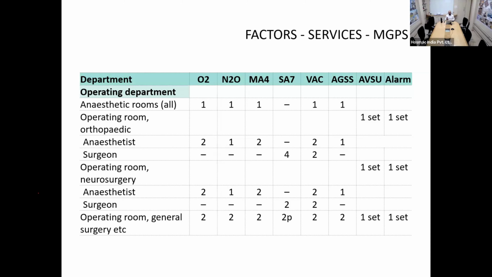Therefore, you would see in the operating room for the orthopedic surgeon, there is provision for as many as 4 outlets of surgical air 7, which from an Indian perspective, many of us might think is an overkill. We have provision for vacuum.